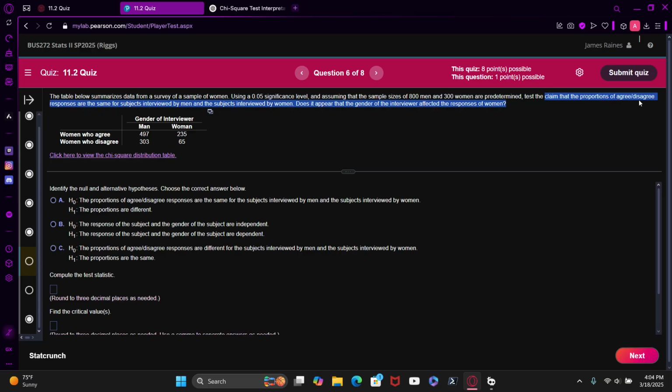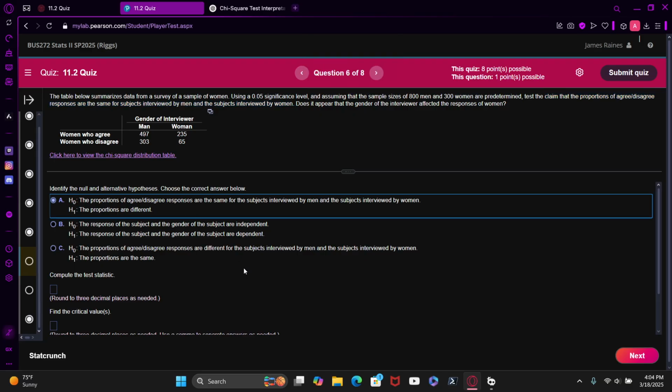Test the claim that the proportions of agree/disagree responses are the same for subjects interviewed by men. Okay. So the claim. Oh, only three. Proportions of agree/disagree are the same for subjects interviewed by men and women. Okay, so the same for subjects. Yes, that's that, and that's that.